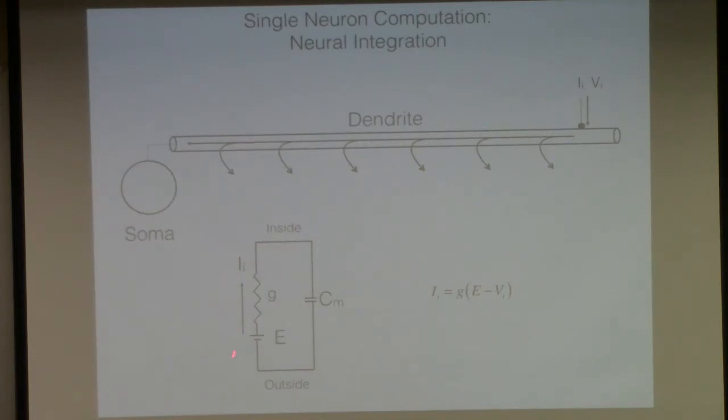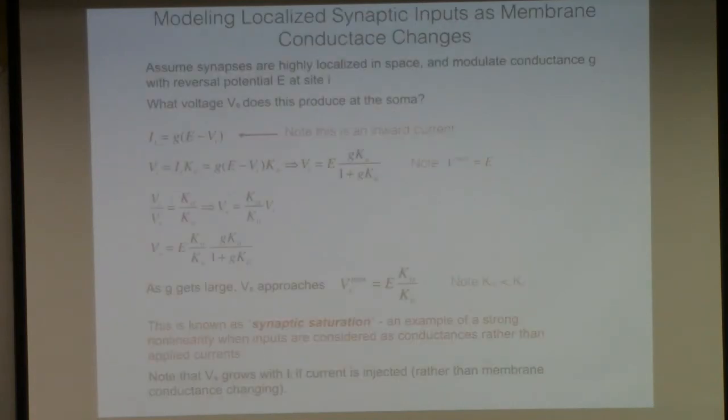And that produces some current, and then we'll consider that that current is applied at this point in the dendritic cable, and in this way we'll model the effect of changing a dendritic conductance, increasing the conductance, allowing current to flow into the neuron as would happen with real synaptic activation, and we'll look at the properties of the neuron.